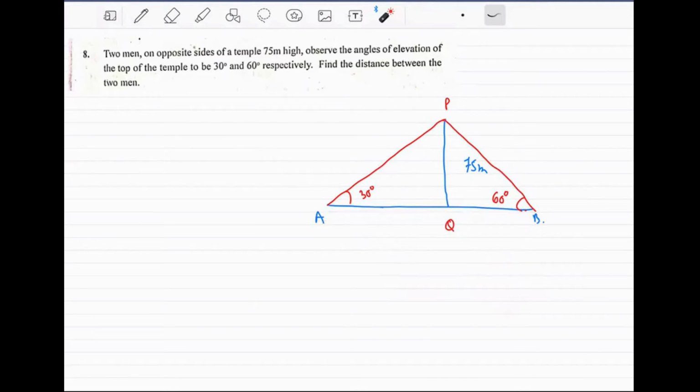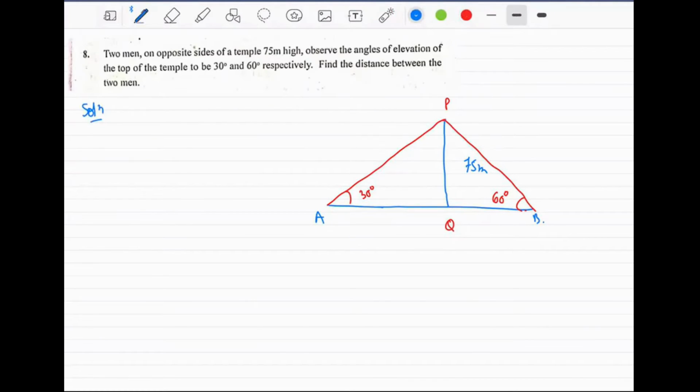So you take the two triangles separately. Here BQ is how tall? 75. You can easily find out AQ. And remember, if you have questions for angle of elevation or depression, we are always going to use tan theta. So let's start the solution.